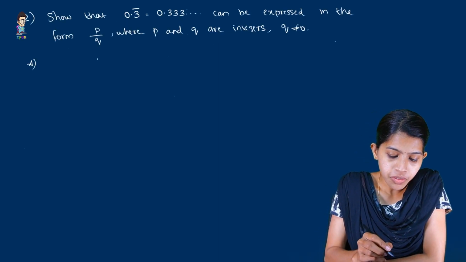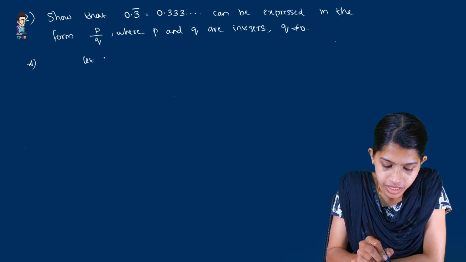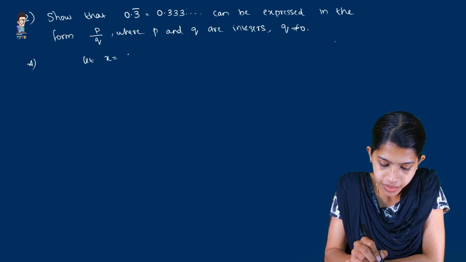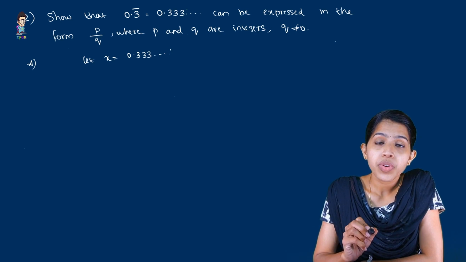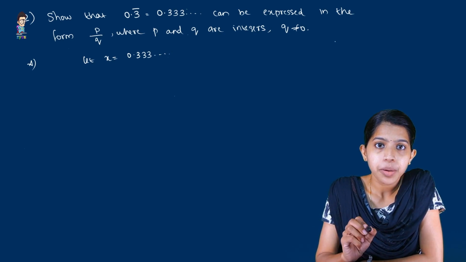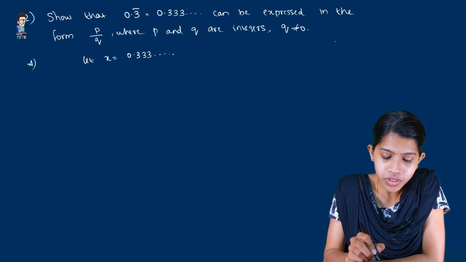Now, to write such a number in the form of a rational number, we will start like this. Let x be equal to our given number, that is 0.333 and so on. Now, we are going to multiply this number by 10 on both sides.